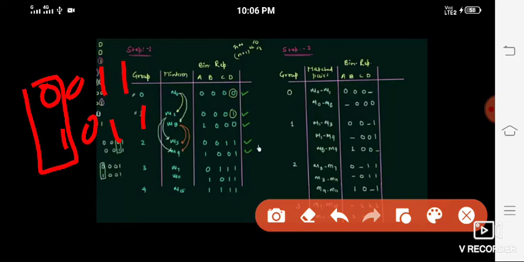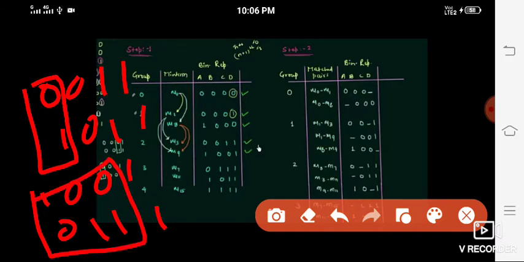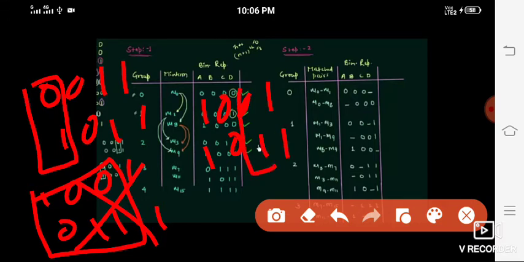Again 9 we are comparing 7, so this is the value of 9, 1 0 0 1, 7 is 0 1 1 1. Here three values are different, so this is invalid. So again we are comparing 9 and 11, so this is the value of 9, 1 0 0 1, and 11, 1 0 1 1. Here one difference is there, so this is possible. So 1 0 underscore 1, m9 m11.